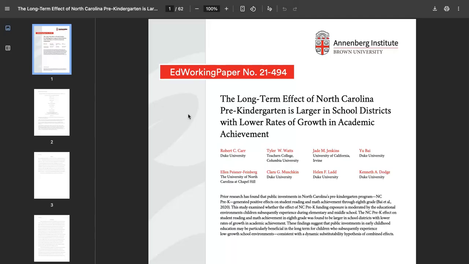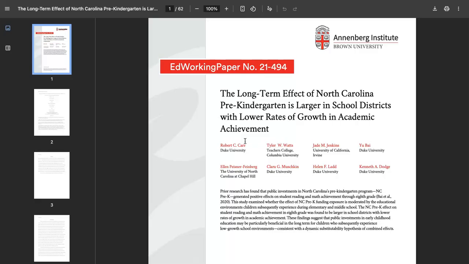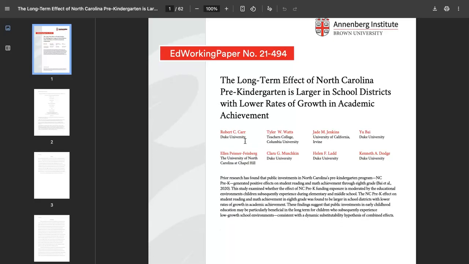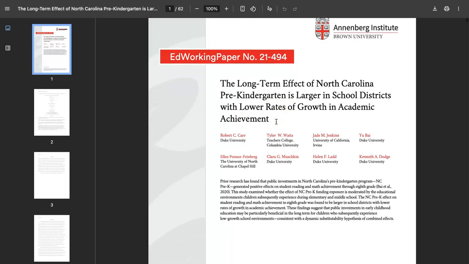Okay, this is the article that I've chosen for my APA analysis. The title of this paper is "A Long-Term Effect of North Carolina Pre-Kindergarten is Larger in School Districts with Lower Rates of Growth in Academic Achievement." Obviously, this is a journal, so the introduction page.